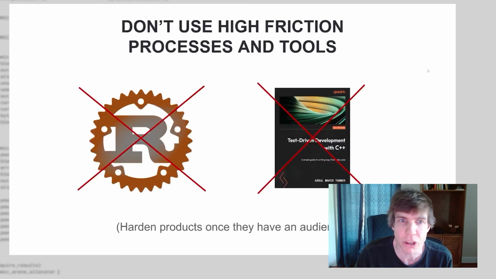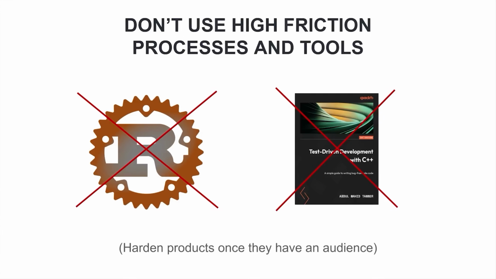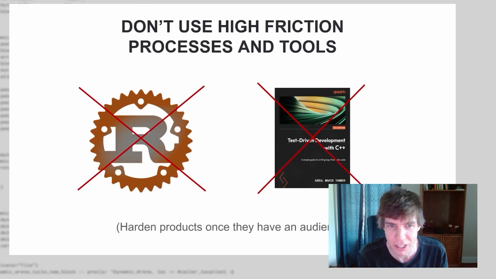All right. Also, we do not want to use high friction processes and tools. So Rust and test-driven development are out, because all of these things make you commit to something really big up front, and that's bad. It's making you commit to what this big heavy architecture of your software is going to be before you've tested the most important thing, which is, hey, does anybody give a crap about my game, right?